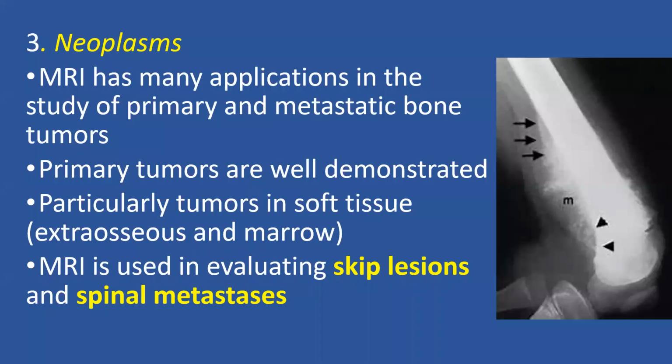What about neoplasms? MRI has many applications in the study of primary and metastatic bone tumors. Primary tumors are well demonstrated, particularly tumors in soft tissue, extraosseous, and marrow. And we know that MRI is excellent for skip areas in the bone and for satellite lesions in the soft tissues. They help us.